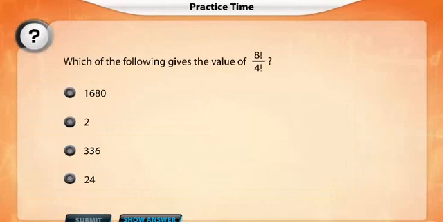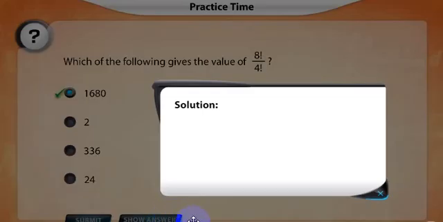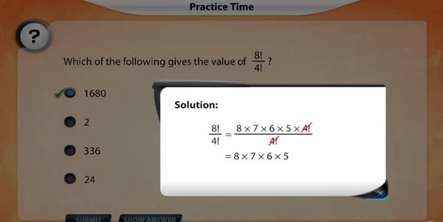Let us now check whether you are up to this quiz. From the given options, select the value which is equal to 8 factorial upon 4 factorial. Eight factorial can be expressed as a multiple of 4 factorial as shown. We can now cancel out 4 factorial to get the value of the expression as 1680.